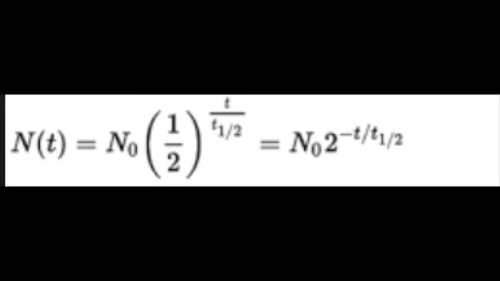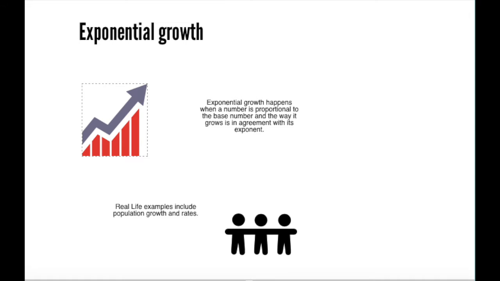This formula indicates how N, which means the initial mass of the radioactive material, will decrease by 1/2, raised to the power of t, which means the time, over t 1/2, which means the half-life.